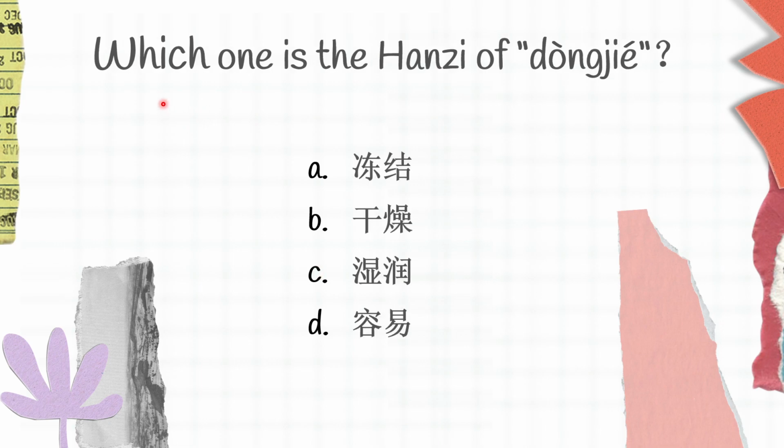Another question here: which one is the Hanzi of Dong Jie? Which one do you think is the correct answer? A is 冻结, B is 干燥, C is 湿润, and D is 容易. The right answer for this question is A, 冻结.